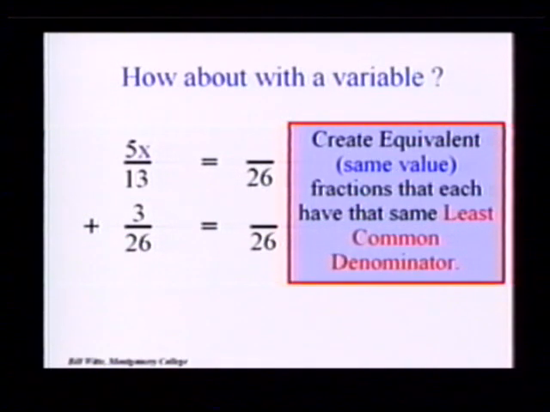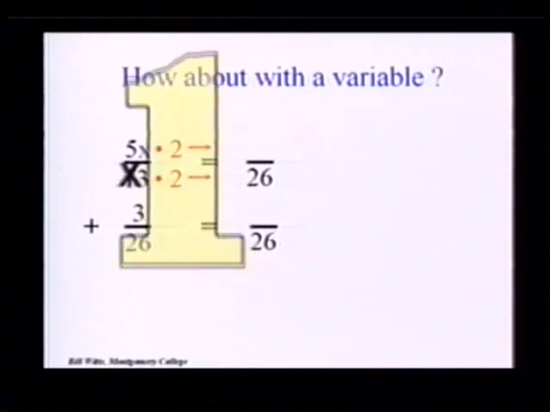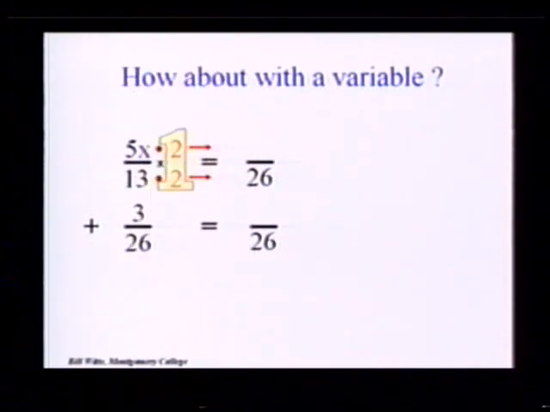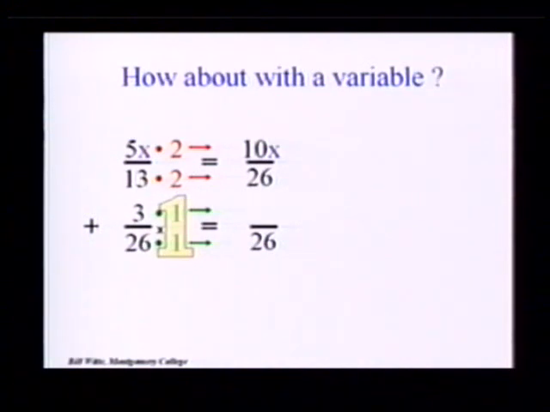What did I multiply 13 by in the top fraction to get 26? 2. So, same rule. Got to multiply the top by 2. What's 5x times 2? 10x. Now let's look at the bottom. We're halfway home. I multiplied 26 by 1, so I got to multiply 3 times 1. Sometimes it's only 1. Not too much work to do there.